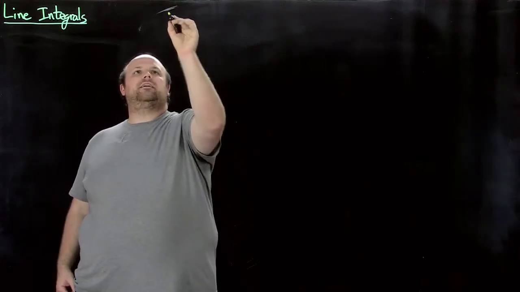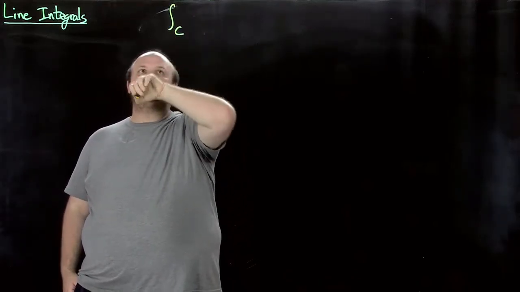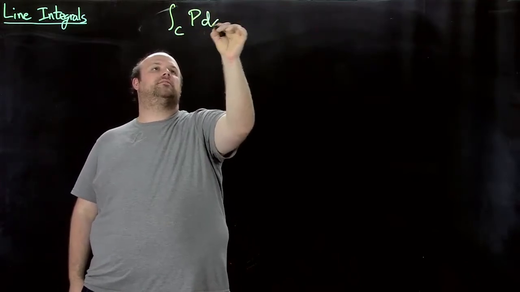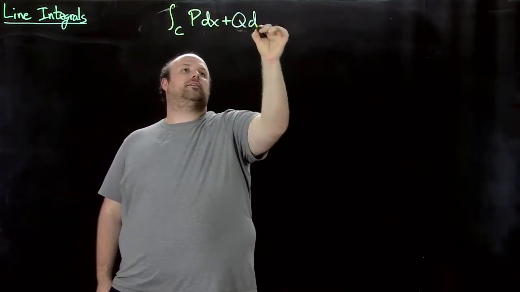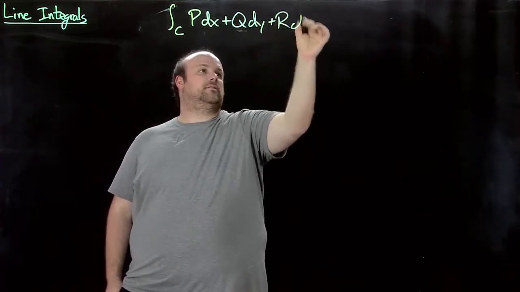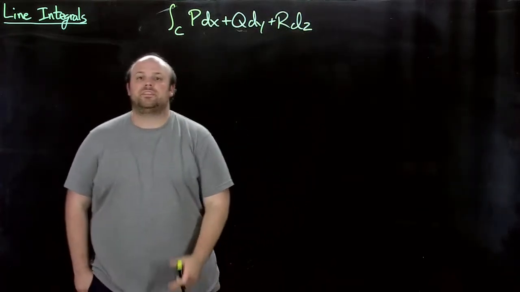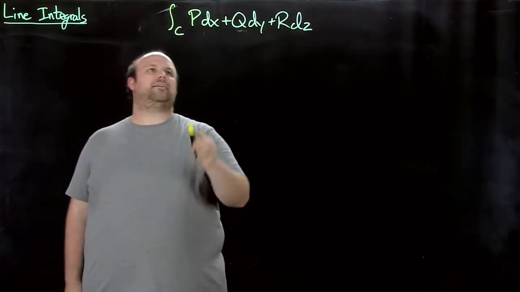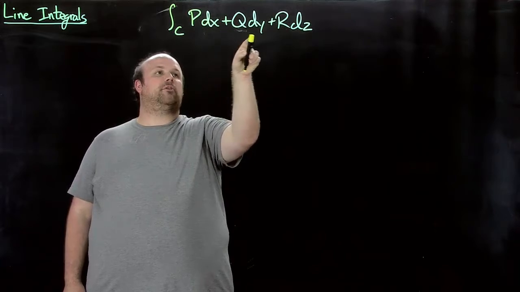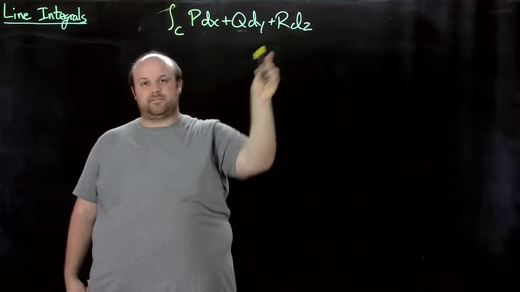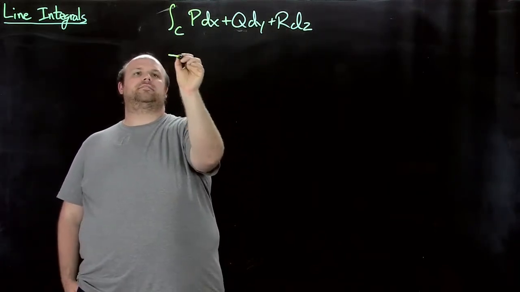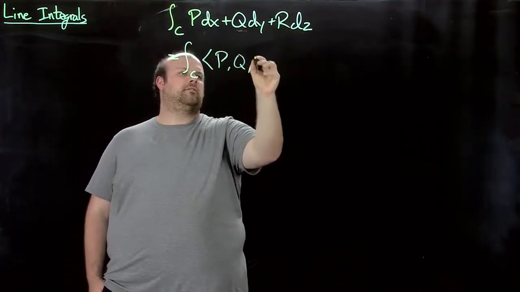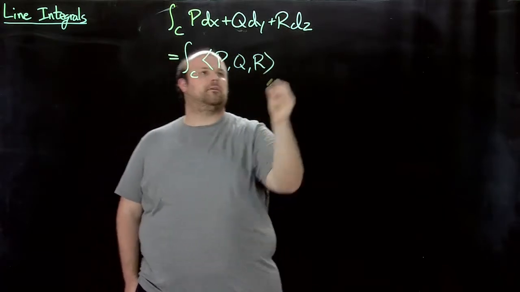So now let's say we have this integral. The integral over some curve C of p dx plus q dy plus r dz. Right. Let's say we have this integral here. Well, notice this kind of pattern. It's a product of two things plus a product of two things plus another product of two things. That's a dot product. So we can write that down like this.